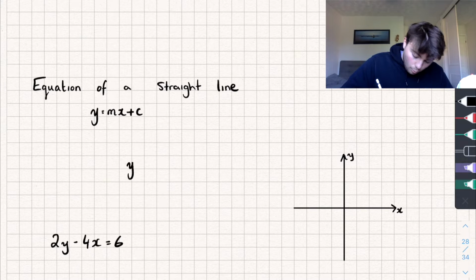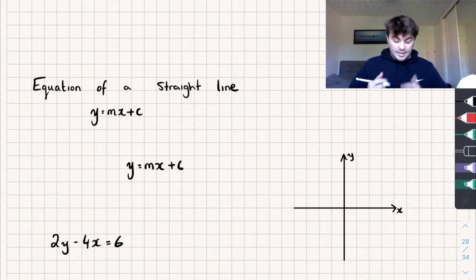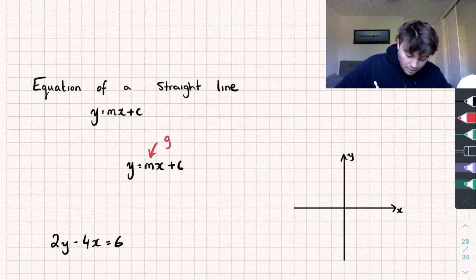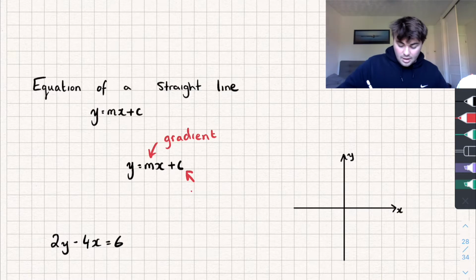general form y equals mx plus c, okay? And in this equation the letter m represents the gradient of the line, which is just how steep it is. And the letter c represents where the line is going to cross the y-axis. And in maths, we call that the y-intercept.